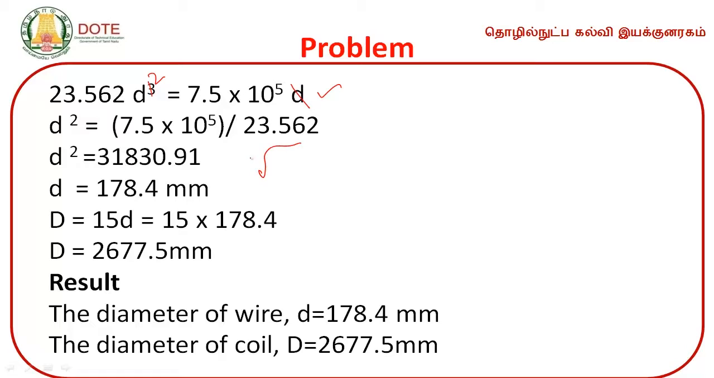Now we take the square root of 31,830.91, and we will get the value d. d is equal to 178.4 mm. Okay. Then we can calculate the value of capital D. What is capital D? Mean diameter of the coil spring. This is equal to 15 times the diameter, 15 into the d value, which gives 2677.5 mm. Okay. So now we can write the result. Result: diameter of the wire, small d, is equal to 178.4 mm. The diameter of the spring coil, D, is equal to 2677.5 mm.